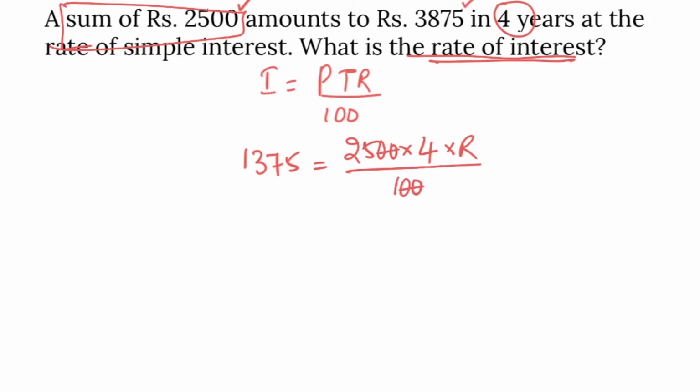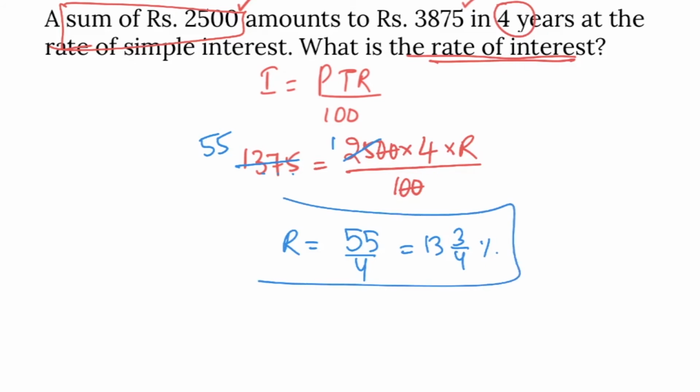2 zeros cancel. 25 ones 25, 5 times 125, 12 remaining, 125 again, 25, 5 times. So rate of interest is 55 divided by 4. 4, 13 times 52, 3 by 4 left. So 13 3/4% is the rate of simple interest.